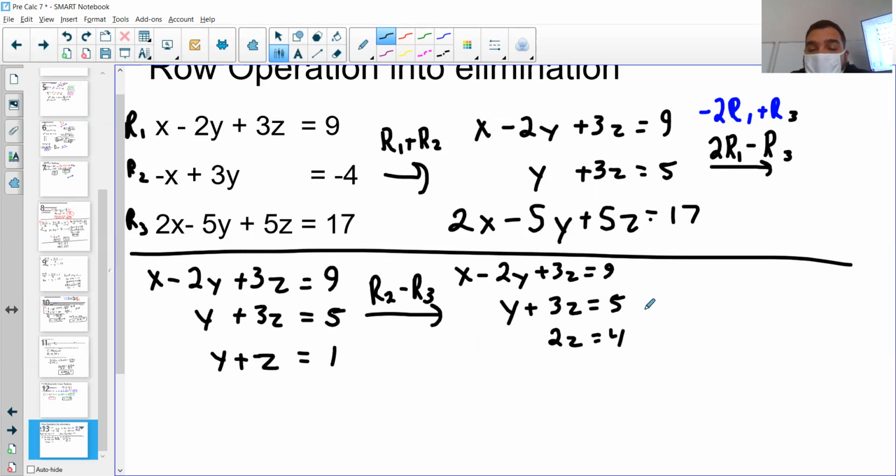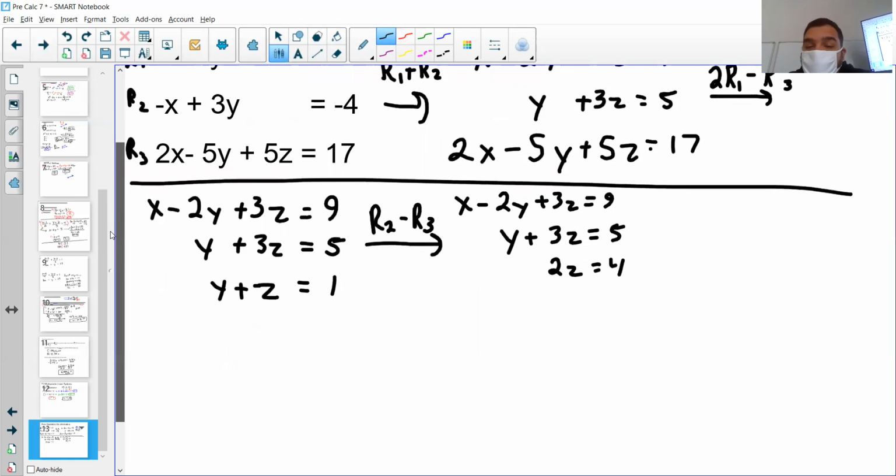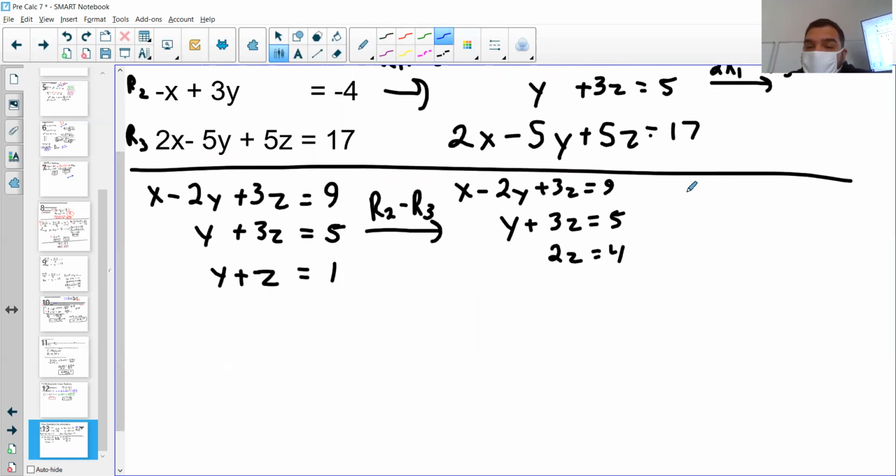All right, so from here, now we got down to that easy part where we just do one variable at a time. So we'll do the easy part. Here, we're gonna get z equals 2, because I will just divide 2 on both sides. I take that z and plug it into equation 2. So y plus 3 times 2 equals 5. A little bit of algebra.